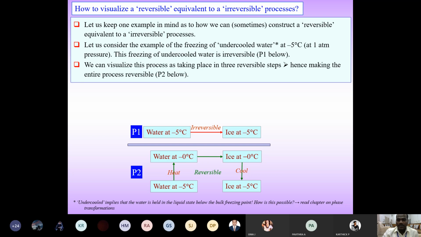Then if we cool, we can have ice at -5 degrees Celsius. So we can also reverse the process. From ice at -5 degrees Celsius, if you heat, it comes to ice at 0 degrees Celsius. Then if you heat, we can have water at 0 degrees Celsius, and if we heat again, water at 5 degrees Celsius can happen. So this is a reversible process, but the phase change from undercooled water to ice is an irreversible process.